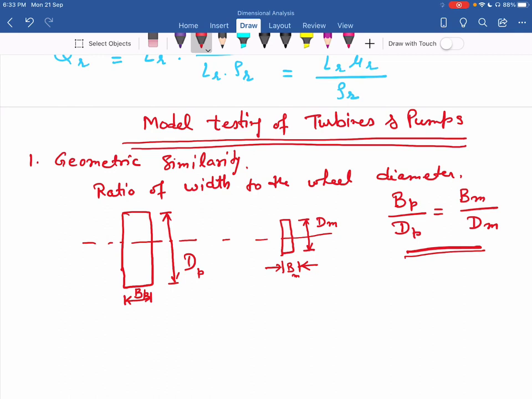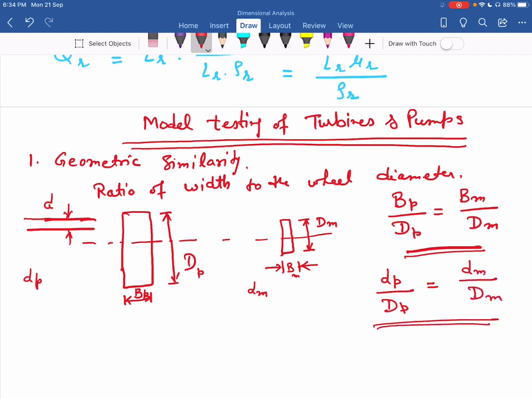Similarly, in case of a Pelton turbine, the jet is coming out from the nozzle and striking the bucket. Say the jet diameter is small d. For the prototype, we call it dP, and for the model, dM. Further, you can write the ratio dP to DP is equal to dM to DM. So the ratio of jet diameter to the runner diameter is again constant. All these ratios are kept constant to maintain geometric similarity in turbines and pumps.